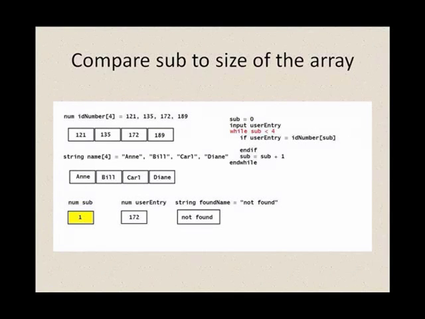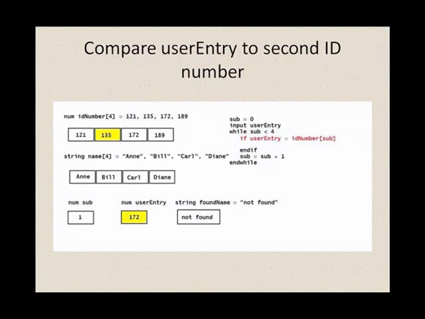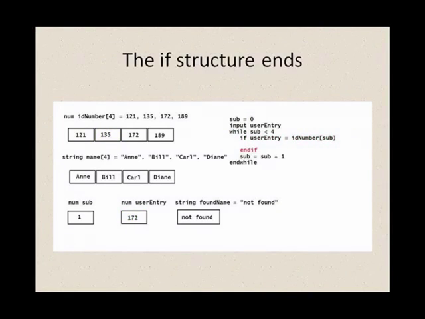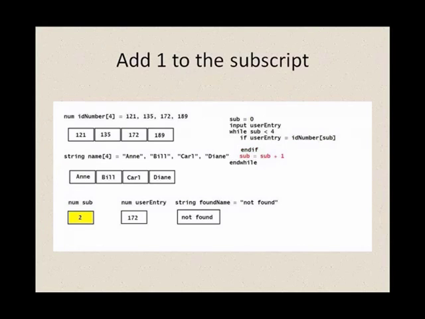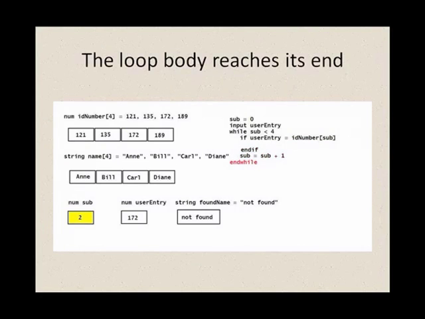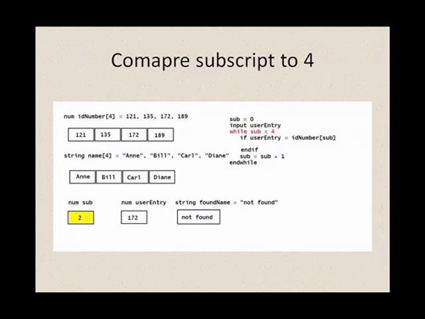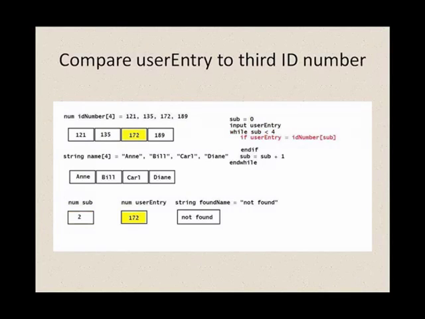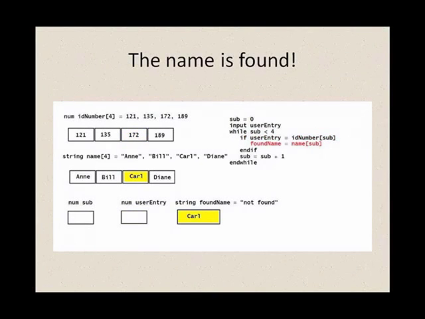It's less, so you compare the user's entry, 172, with the ID number in position 1, which is 135. They're not equal, so the if statement ends, and you add 1 more to sub, so sub is now 2. The loop is at the end, and you compare the subscript to 4 again. You're still within range, so the loop continues. When you compare the user entry, 172, with ID number 2, this time they're equal. So, in the found name, you store the name at position 2 in the name array.